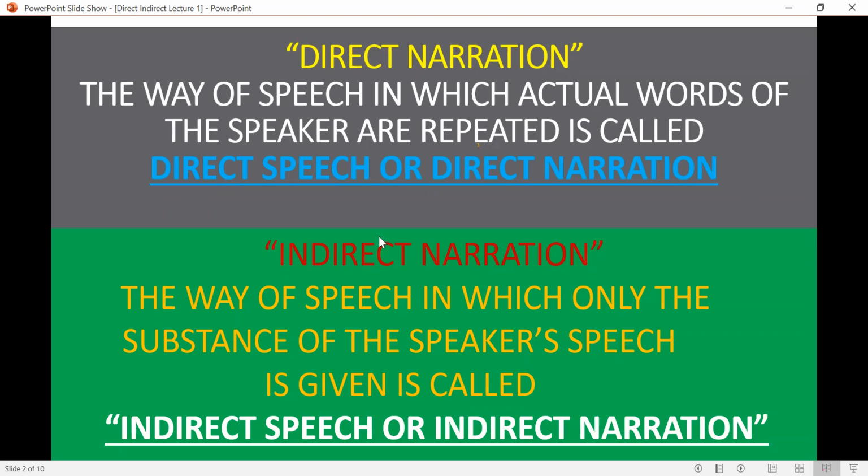The second way is indirect narration. The way of speech in which only the substance of the speaker's speech is given is called indirect speech or indirect narration. We make some changes in the words which the speaker has actually used, to convey the meaning of the speaker to someone else when we are reporting someone's words to another person.